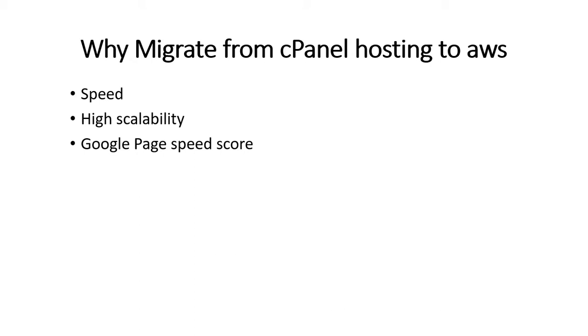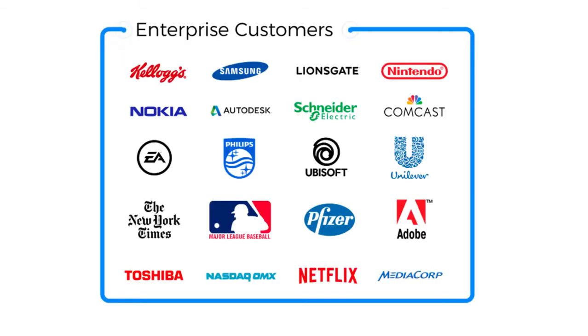AWS is one of the fastest servers available in the market. If you host your website on AWS, your page speed will increase by 2 seconds. These are the big companies trusting AWS for their servers, for their hosting, and for their websites. You might not know all these companies, but you may know Netflix, Nokia, Samsung, Adobe, Toshiba. They are also trusting AWS. So you can think how trustable AWS is.